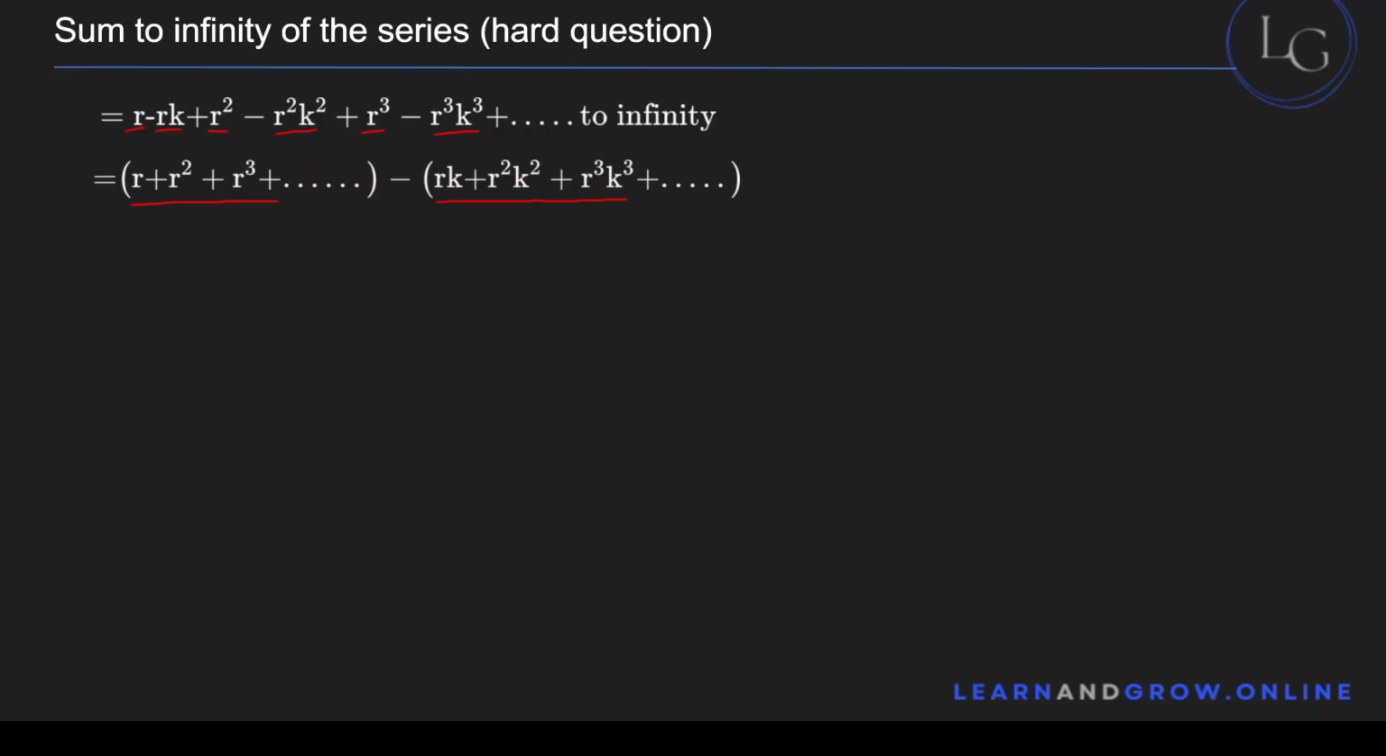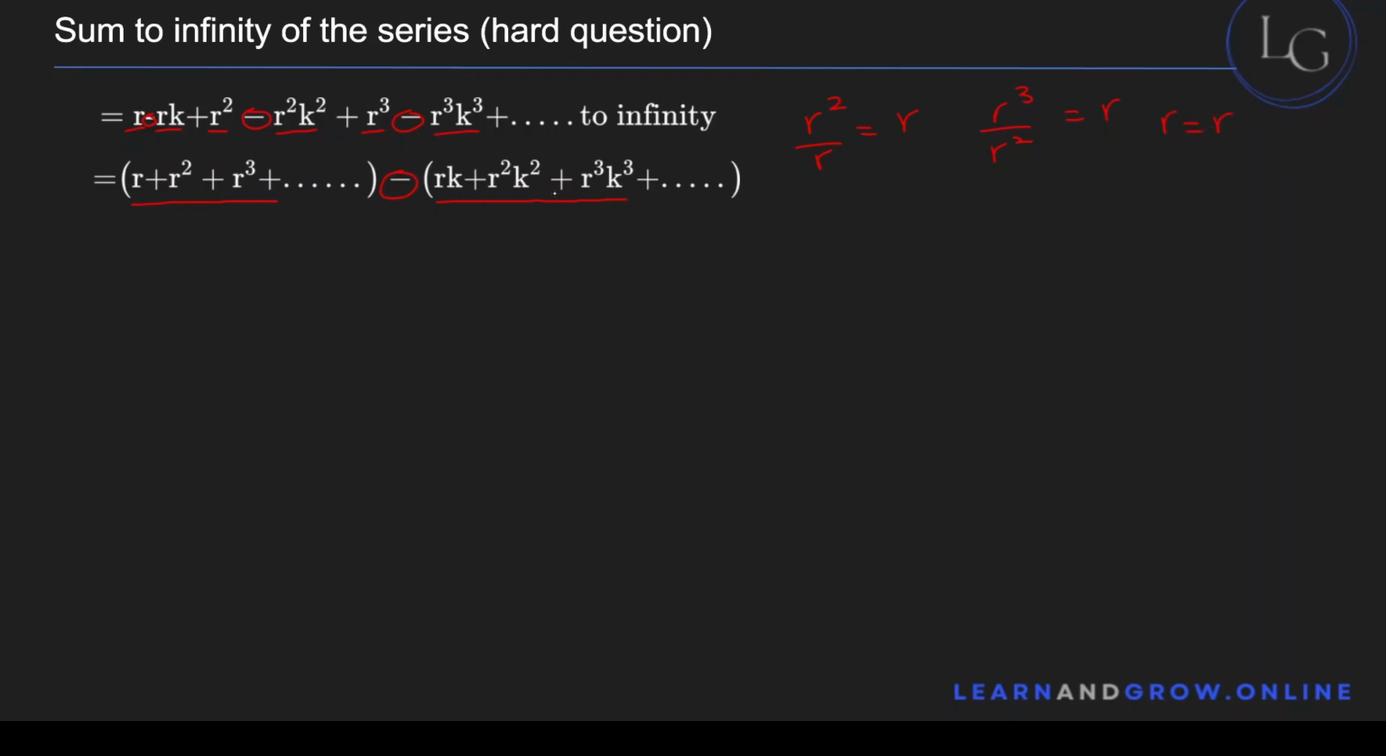Now these are geometric series. Why? Because, oh, and also another thing, since the rk terms are actually negative, you just take the negative sign common and make the rk terms positive. So now these are geometric series. Why? Because look over here, this has a common ratio, because r squared divided by r is equal to r, and r cubed divided by r squared is also equal to r. So you have a common ratio, which is r.